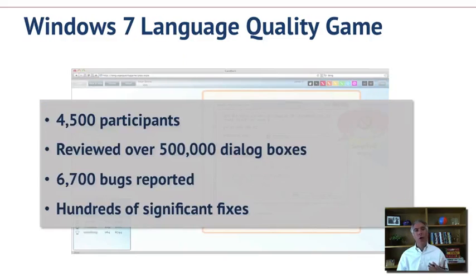Turns out that over 4,000 Microsoft employees were willing to sit for free and look at these dialog boxes. They looked at over 500,000 dialog boxes, found close to 7,000 bugs. 7,000 times they found something out of place, and several hundred of those turned out to be actual bugs in localization that Microsoft was able to fix.